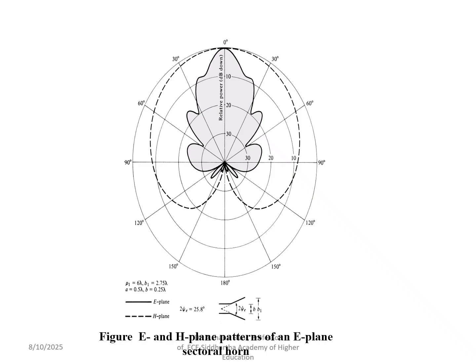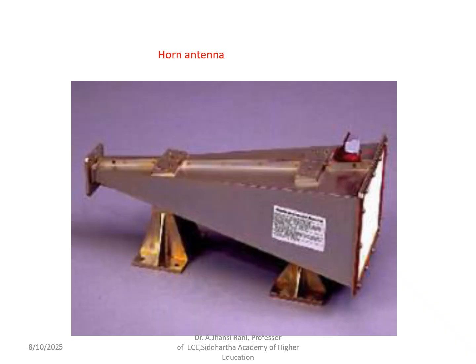See, this is the radiation pattern of the E-plane sectoral antenna. Maximum power is in this direction, along the direction of the mouth or aperture of the antenna. This is the practical structure of the horn antenna flared out in both the directions.